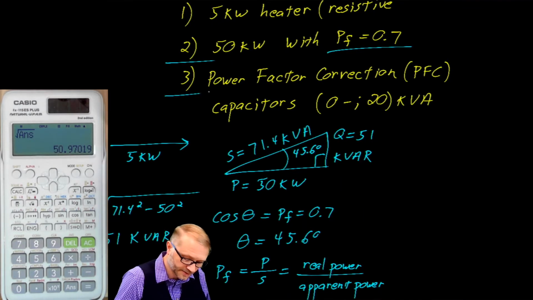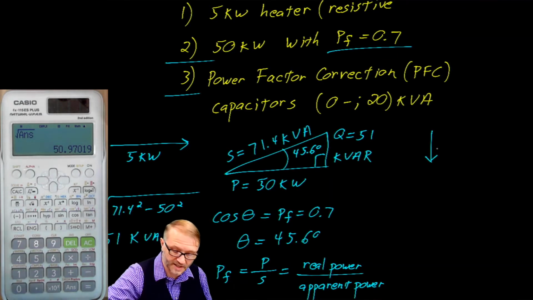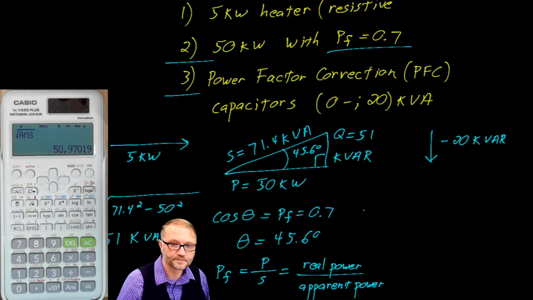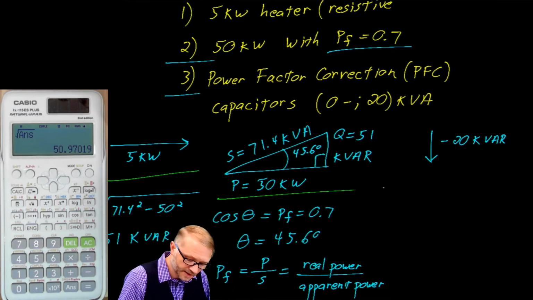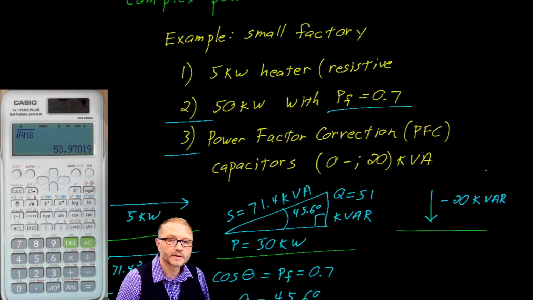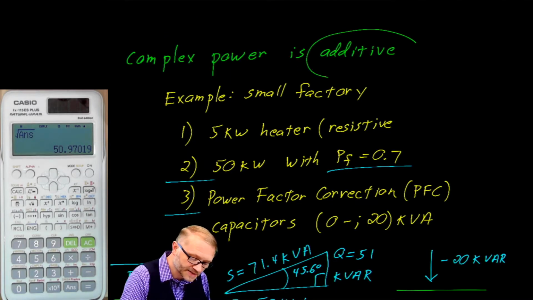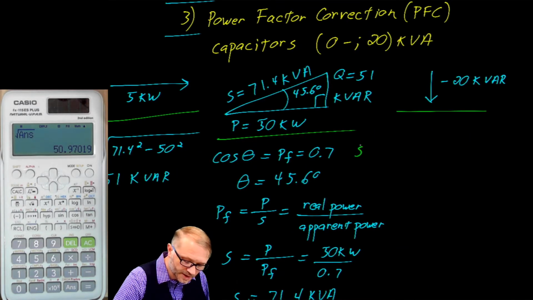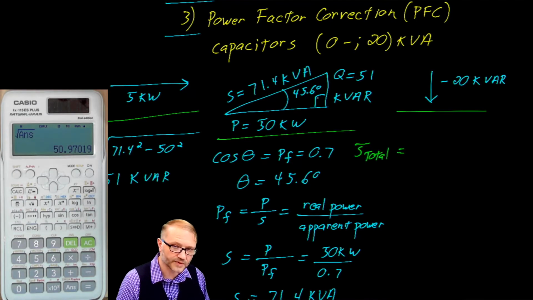Now we can look at load 3. This one again is very simple. It's simply a straight line pointing down, and that is negative 20 kVA. Actually, it's not kVA, it's negative 20 kVAR. Now that we have our three power triangles, we look back and we remember that power is additive, so we can calculate the factory's total complex power as the sum of the three power triangles.